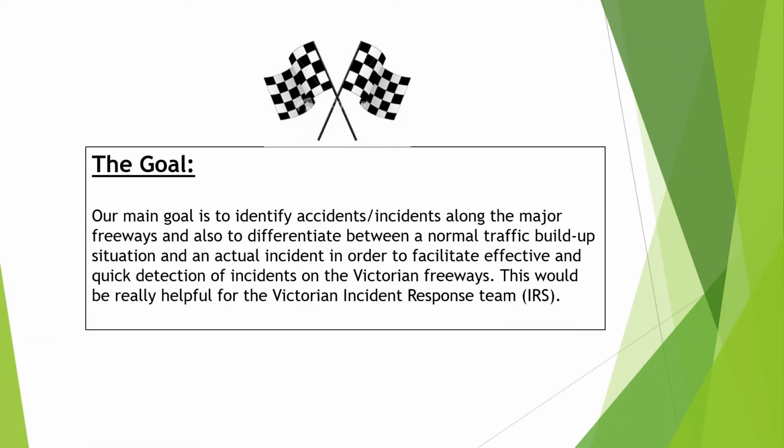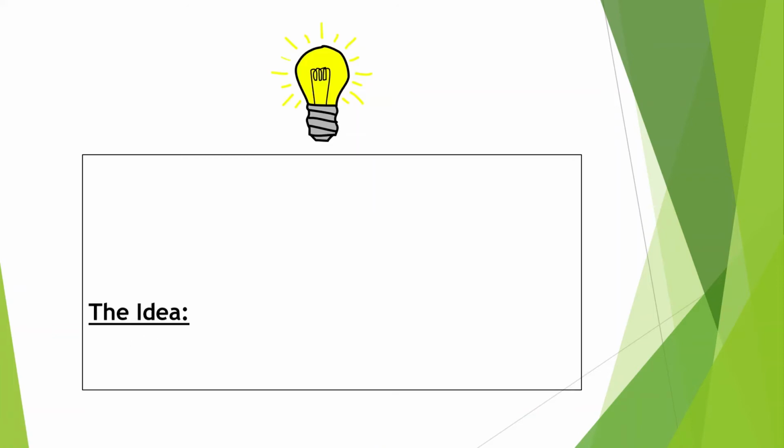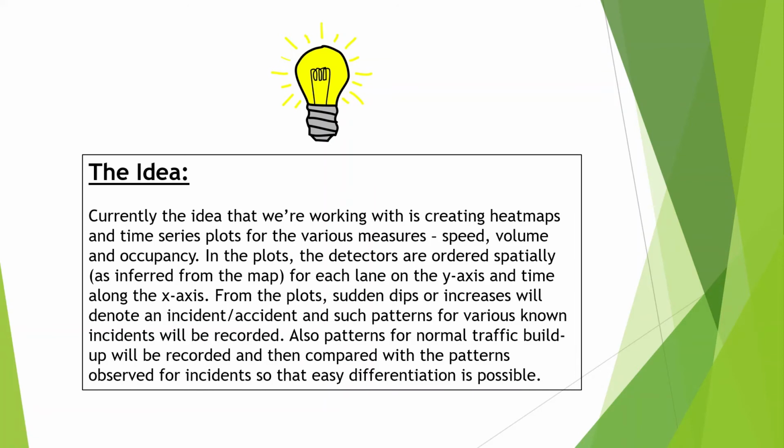So our main goal here is to identify accidents along the major freeways and also to differentiate between a normal traffic buildup and an actual incident, so that it's easier for the IRS to send an appropriate service response. The idea that we're currently working with is creating heat maps and time series plots for the various measures: speed, volume, occupancy, and speed observations, as we have discussed previously. From plotting, we can observe patterns which are then recorded and compared with other patterns so that the incidents can be distinguished, so that an easy differentiation is possible.